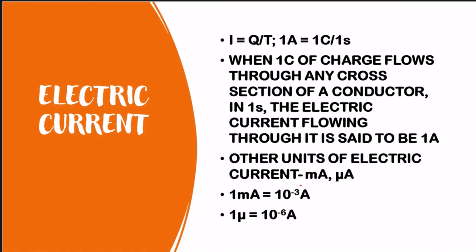There are other units of electric current which are smaller than ampere. One is milliampere and the other is microampere. However, there is one more unit which is called nanoampere. So 1 milliampere is equal to 10 to the power minus 3 ampere, while 1 microampere is equal to 10 to the power minus 6 ampere.